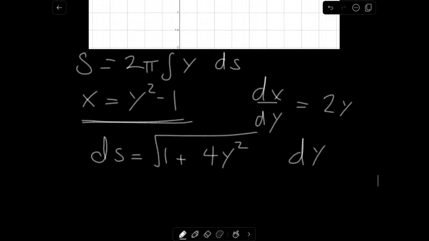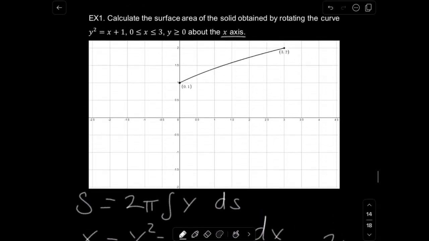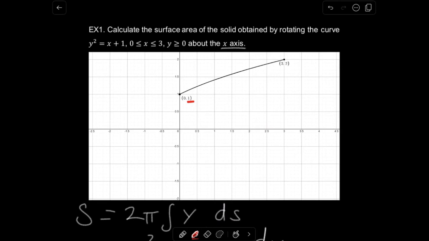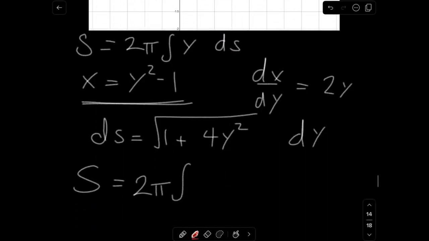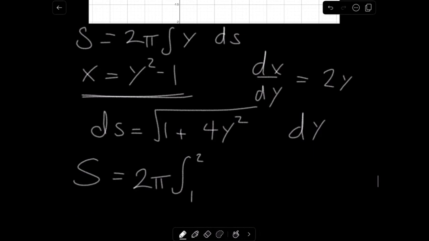So the surface area is now going to become an integral. S for surface area, 2 pi, the integral from, let's take a look at the diagram, we need y limits. So it's going from y equal to 1 to y equal to 2. So we're going to have 1 and 2 there. And then we had y. Then we have, remember we had ds here, so instead of writing ds, I'm going to replace it with this portion here. It's going to be the square root of 1 plus 4y squared, integrate, obviously, with respect to dy.